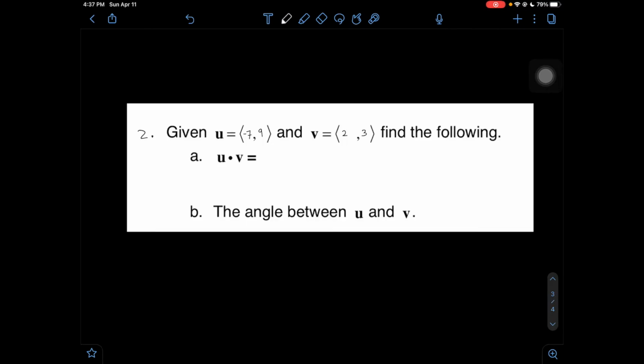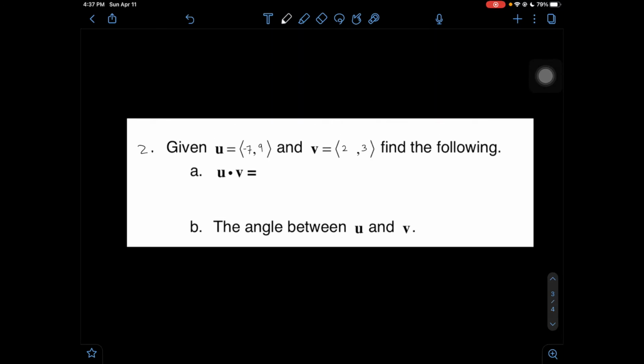And in problem 2, it says, given u equals -7, 9 and v equals 2, 3, find the following. A, u times v, and then b says, find the angle between the vectors u and v. We're going to do the exact same steps we just used in problem 1. If you remember, the first thing we did was solve the first question, and we used one of the equations, which was v times w equals v1 times w1 plus v2 times w2. We said v was v and w was u. So let's go ahead and do that.